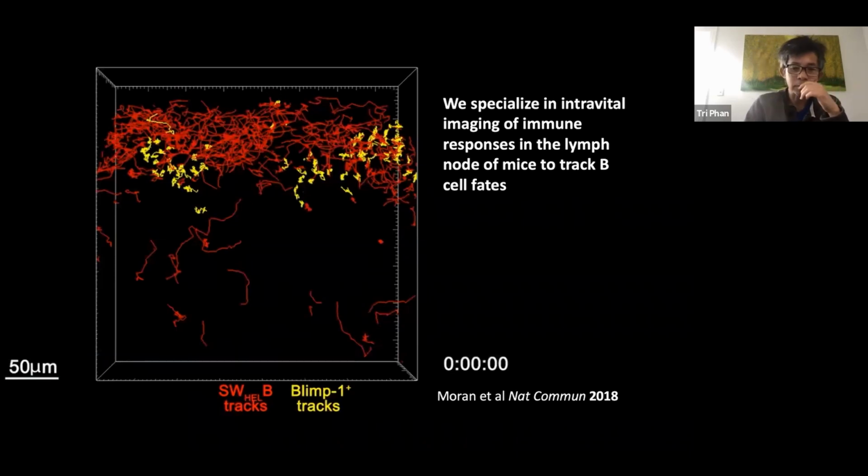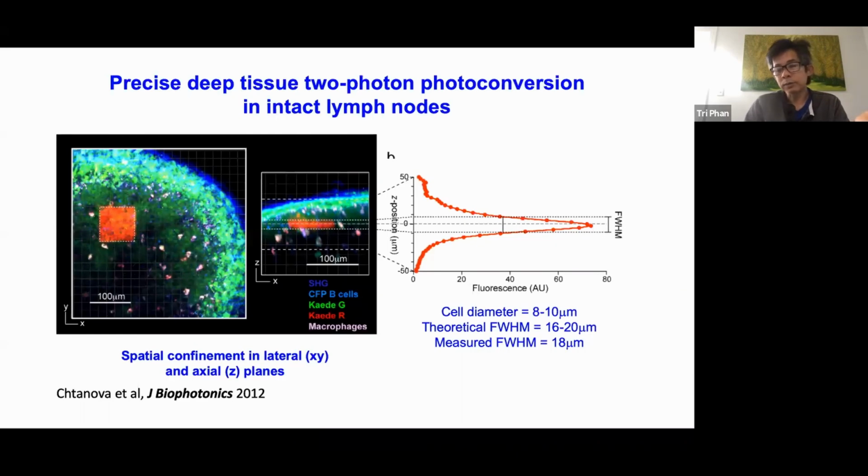In the course of those experiments, we've developed methods like intravital two-photon photoconversion, where we can use the near-infrared laser to switch the fluorescence output from, in this case, a Kikume photoconvertible protein from green fluorescence to red fluorescence. What that means is that, using the laser light, we can switch on cells of interest.